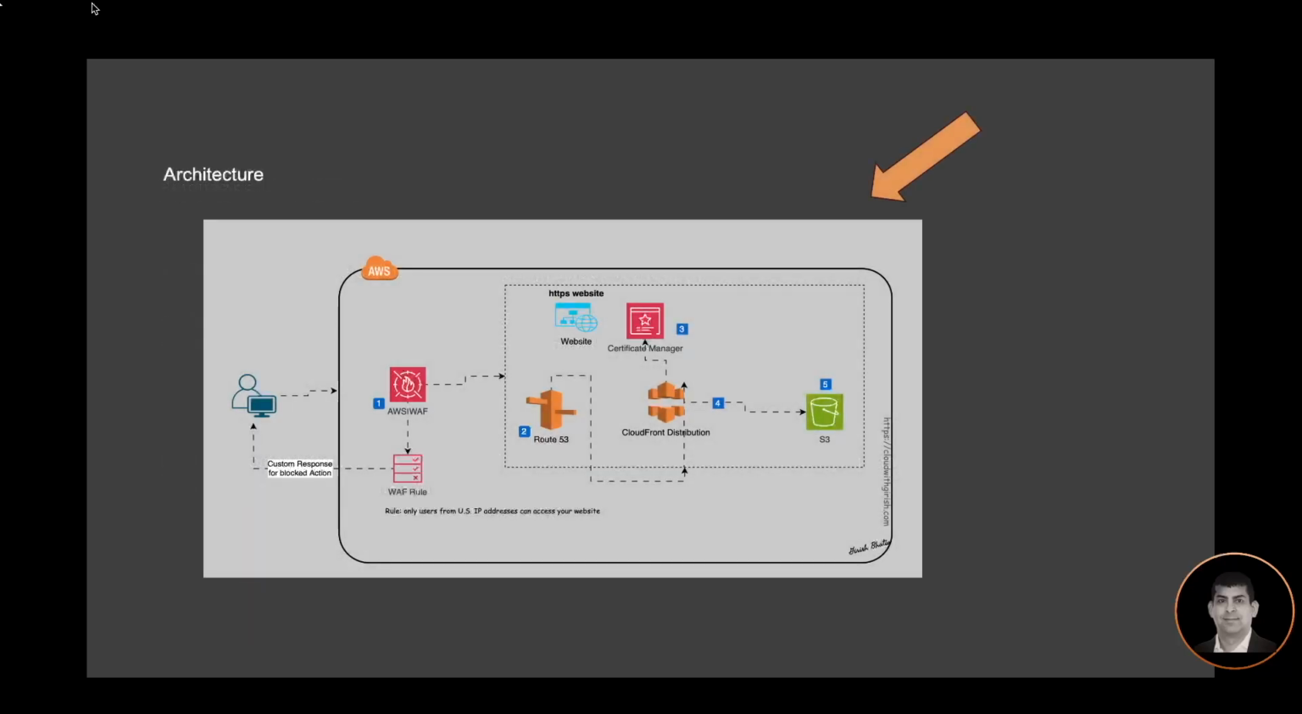We have an HTTPS website hosted using Route 53 and S3. I have added a CloudFront distribution along with ACM, the Certificate Manager service, and we have a secure website. This secure website is protected through AWS WAF with a rule that only users from US IP addresses can access the website. And now in this scenario, we're going to return a custom error code or custom response for blocked action.